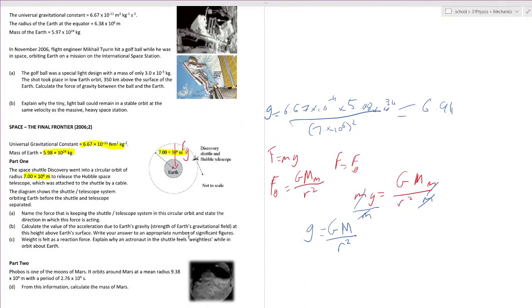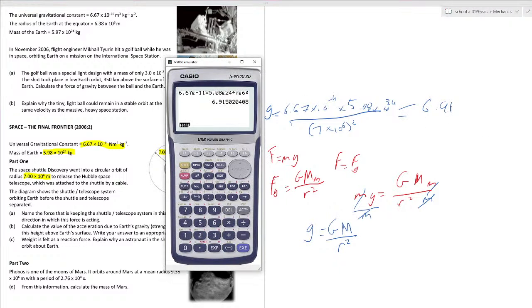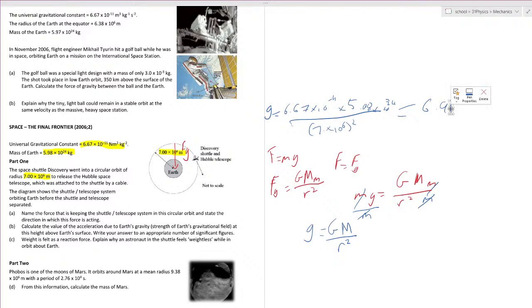Write your answer to the appropriate number of significant figures. Okay, I think I've just accidentally done it. This is 3, that's 3, that's 3. It's going to be 3. Oh, I didn't round it, did I? 6.915. Look at that. What an idiot. I'll just finish it off there. So 6.915, 6.92. What are we talking about? We're talking about an acceleration, so it's going to be meters per second squared. 6.92 meters per second squared to 3 significant figures.